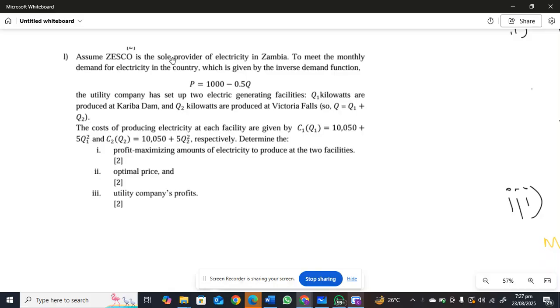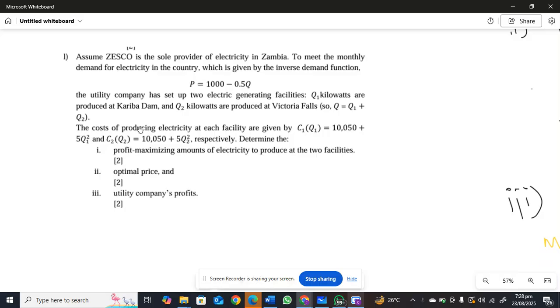Assume ZESCO is a sole provider of electricity in Zambia. To meet the monthly demand for electricity in the country, which is given by the inverse demand function, P equals 1000 minus 0.5 Q, the utility company has set up two electric generating facilities. Q1 kilowatts are produced at Kariba Dam and Q2 kilowatts are produced at Victoria Falls. So Q equals Q1 plus Q2.